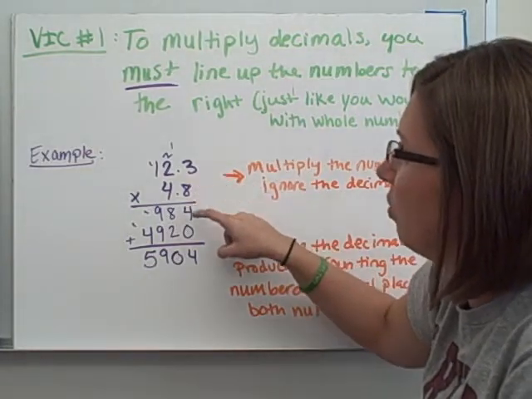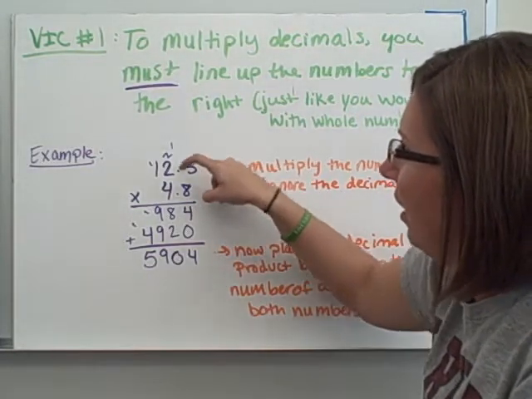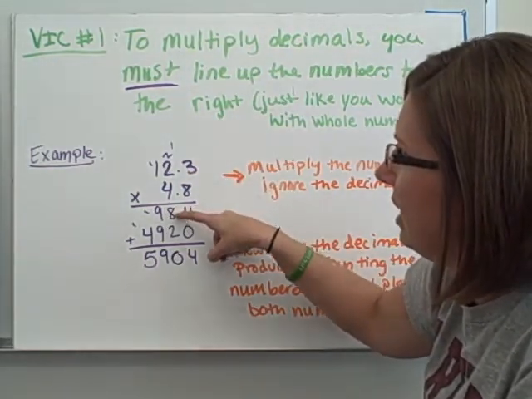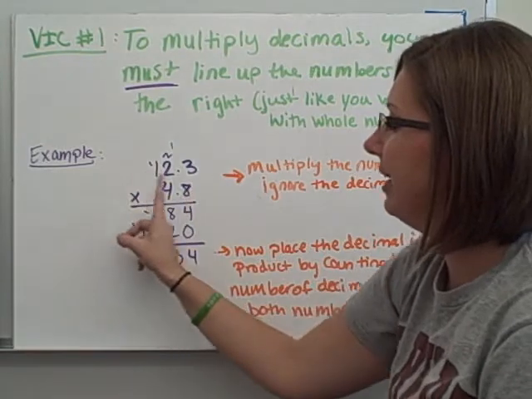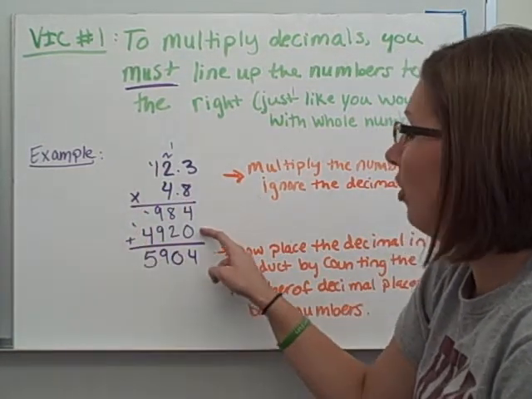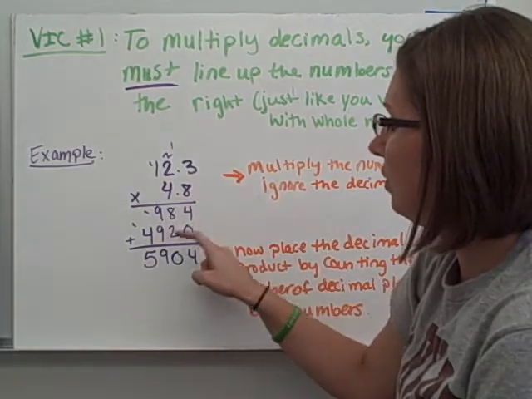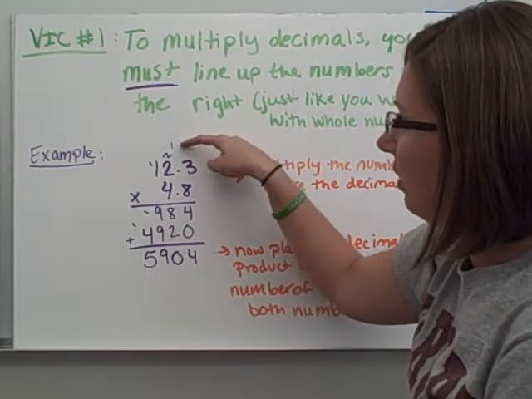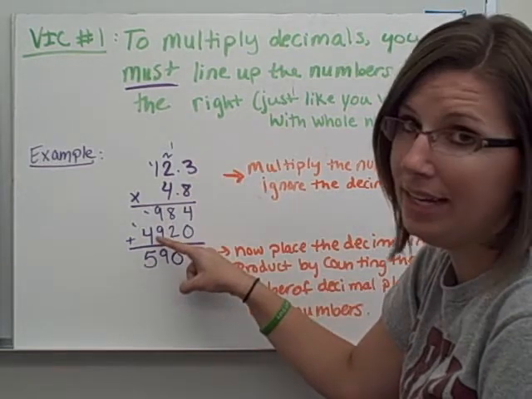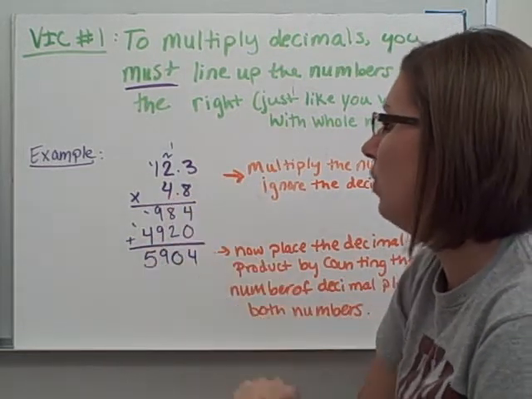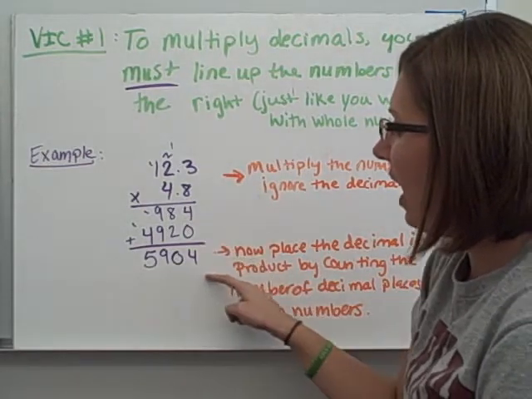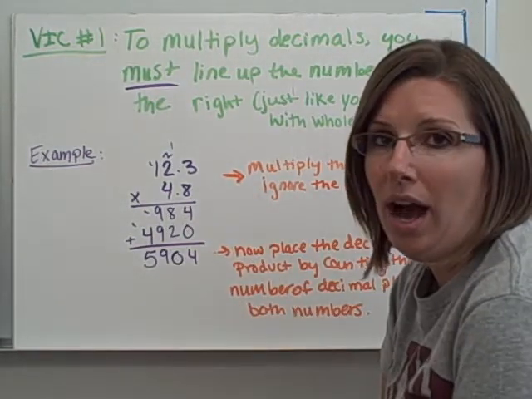8 times 3 is 24. I wrote down the 4, I carried the 2. 8 times 2 is 16 plus 2, 18, carried the 1. 8 times 1 is 8 plus 1 is 9. Added a 0 for a placeholder. 4 times 3 is 12. I wrote the 2 and carried the 1. 4 times 2 is 8 plus 1, 9. 4 times 1 is 4. Then we add straight down. And once I added straight down, this is what I got.